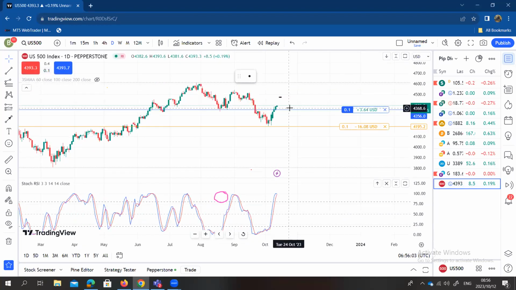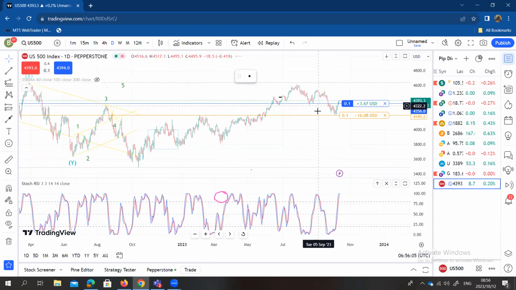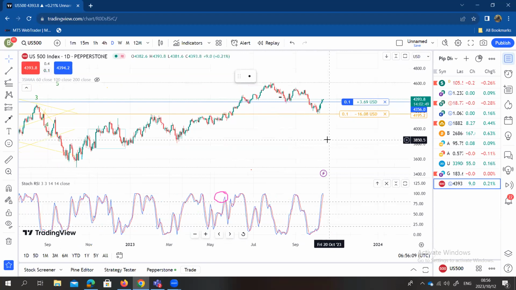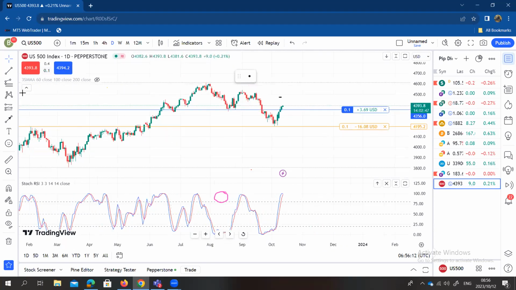Okay, now I also have another trade running on the US 30. And this chart is a little bit messed up. There's a lot going on there. But we have a clear 1, 2, 3. So that's W. And 1, 2, 3. That's X. 1, 2, 3, 4, 5.